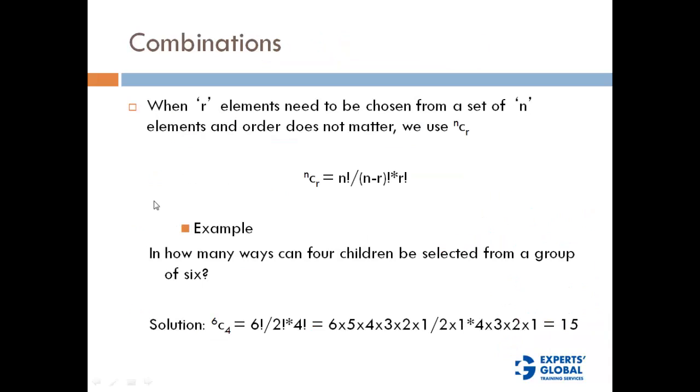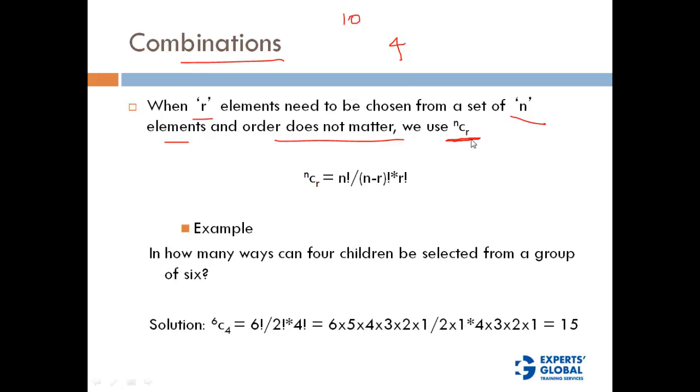Let's look at the formula for combinations. When r elements need to be chosen from a set of n elements, that means, let's say, out of 10 people I am choosing a committee of 4 people, and order does not matter. If I am choosing a committee, I am not assigning them any particular order. Either a child is selected or not selected, and there is not any particular order in the 4 children that are selected, right? So in such cases we'll use combinations.